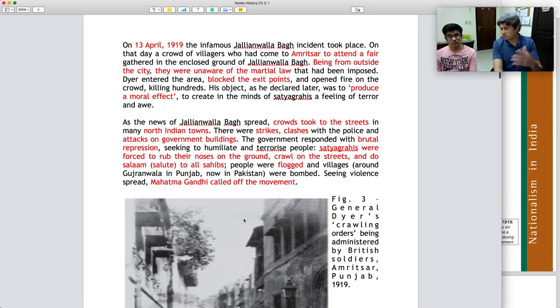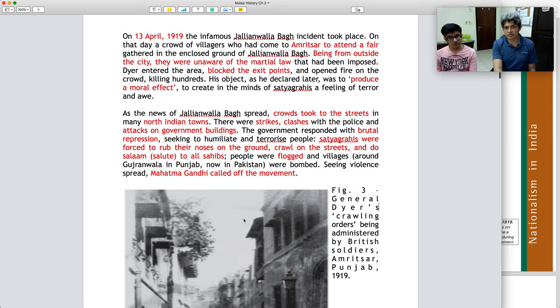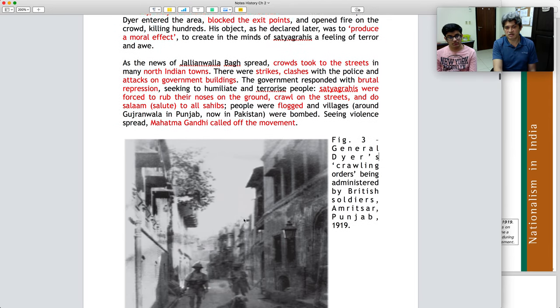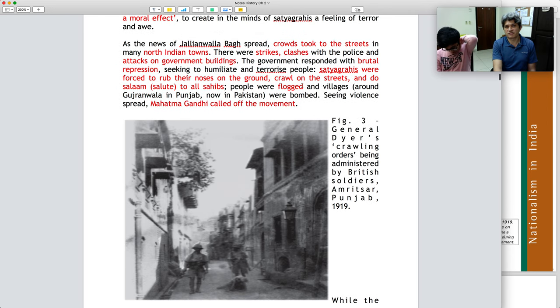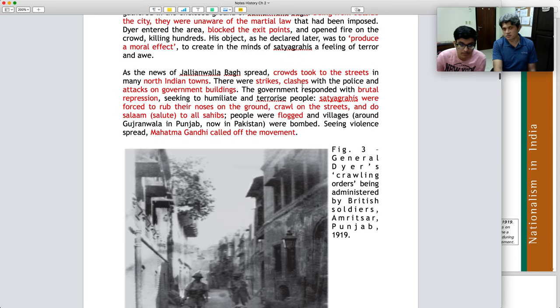After the protests, people were attacking government buildings. Because of so much violence, Gandhiji said, this is not Satyagraha. Satyagraha was supposed to be non-violent, and a lot of violence was happening from both sides. So he called off the movement for the first time, in 1919.